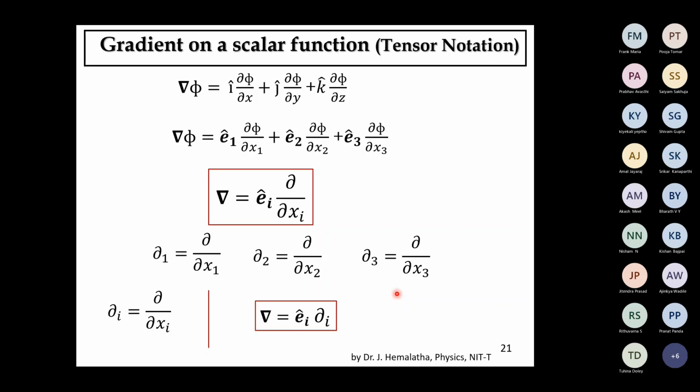Do you understand? So if you look at this, if you come across any such expression, don't get scared. It is simply del. EI cap into dou I is del. All these are new notations. That's all. How to write del in tensor format. All new to us, but simple. Okay, ma'am.